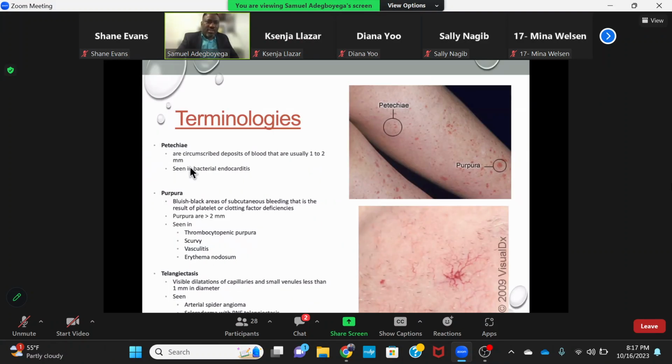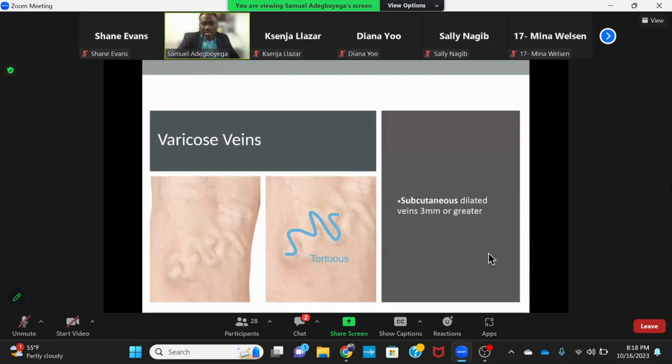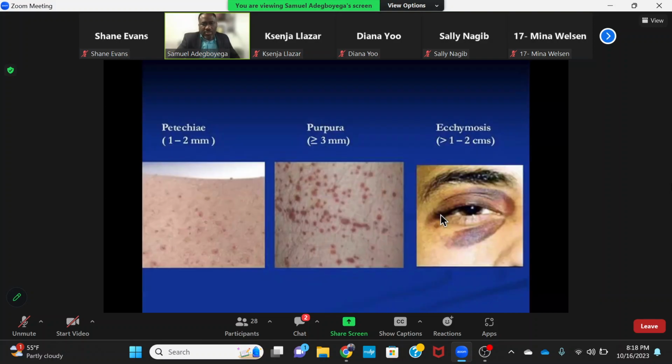Oh, definitions. You should know this. Petechia, what does that mean? You know, when you have a bloody tinge, 1 to 2 millimeters, okay? Purpura, more than 2 millimeters. Telangiectasis, when you have a small venule that is more than 1 millimeter in diameter, okay? So you should know your definitions. And when it comes to varicose veins, it's dilated veins, 30 millimeters or more, okay?